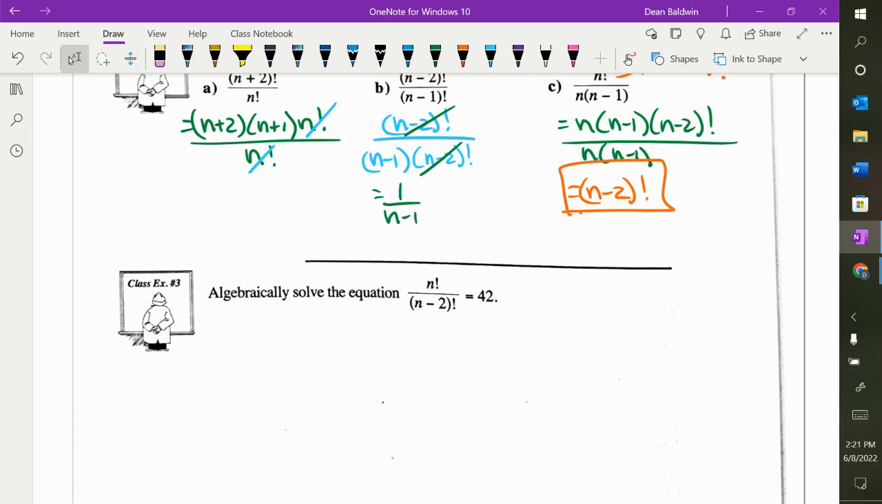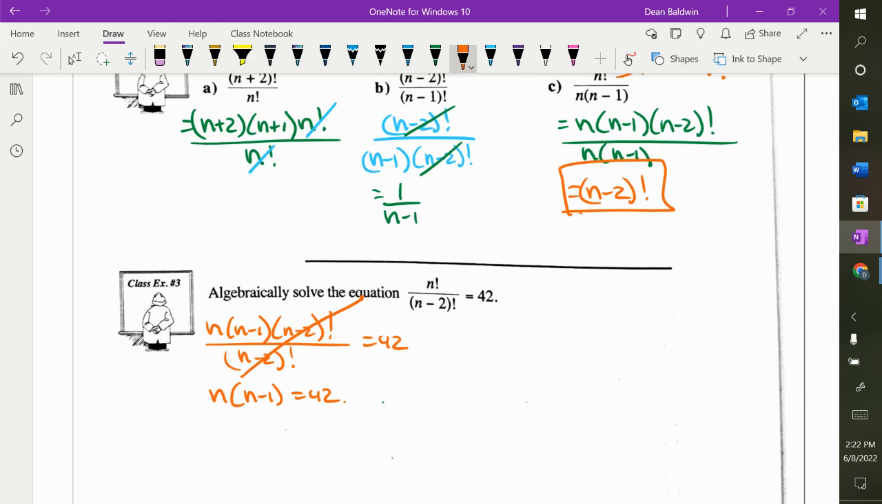Basically, you got to get rid of all the factorials. So which is a bigger number, n or n minus 2? I meant n minus 1. You keep going until it matches with the denominator. Those go away. So then I have n times n minus 1 is equal to 42.